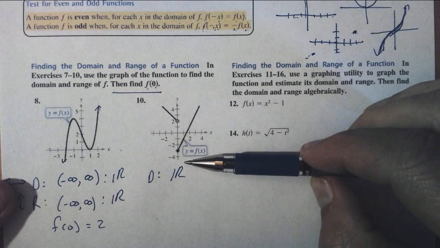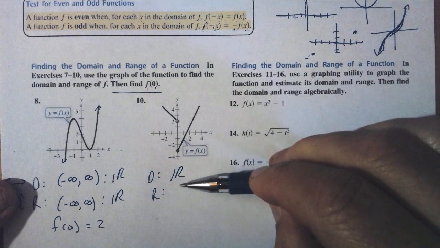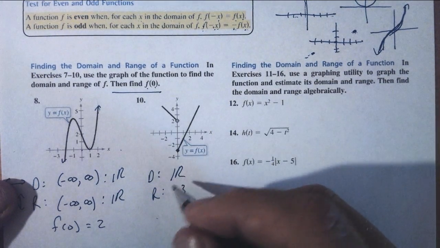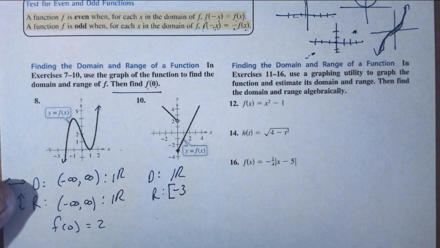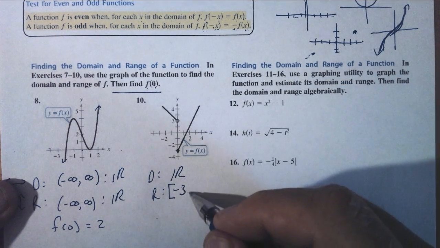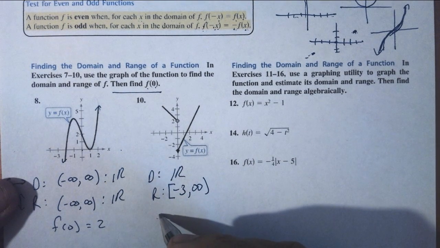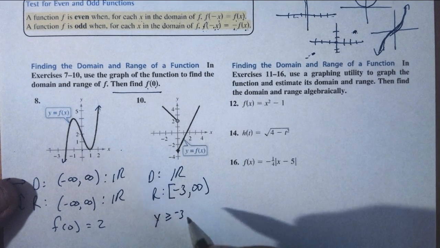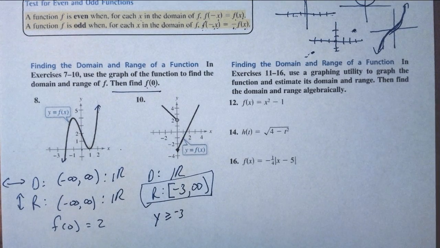A scan of the range, we scan from bottom to top. That's the y values. The graph does not exist until we get up to -3, and it appears to exist at -3, bracket. And then it goes up forever and even doubly exists here, so through infinity. So this is equivalent to saying y, or f of x, is greater than or equal to -3. But interval notation, we'll be using that regularly. You'll see quite a bit of that in the near future.